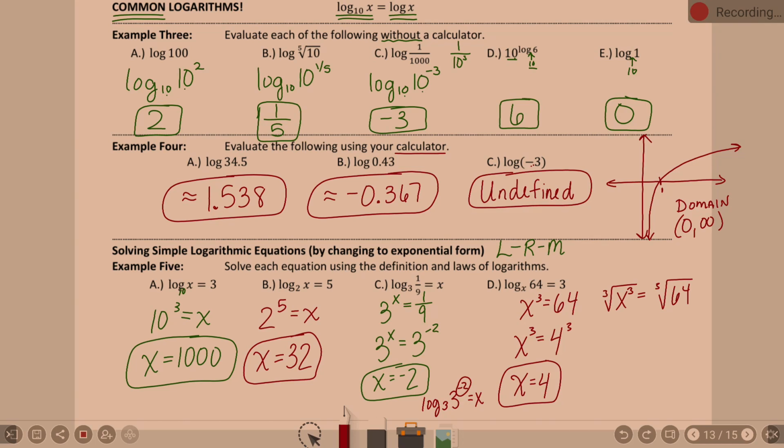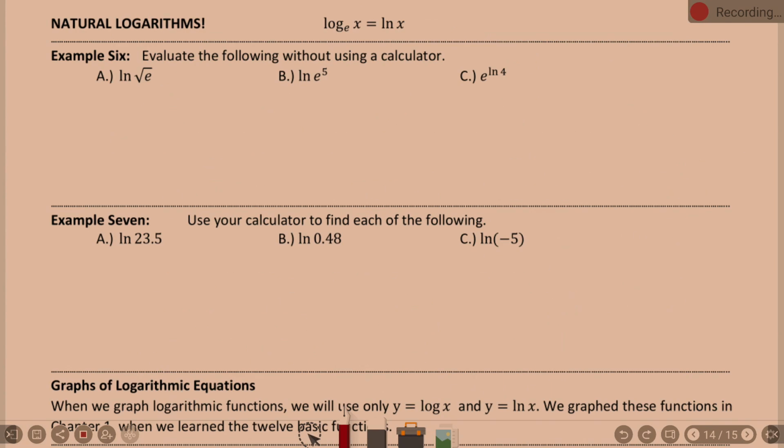We talked about logs, any base. We talked about common logs, which are logs base 10. What we have not talked about are natural logs. Natural logs are logs that are base E. It's just kind of like a common log. You don't write the base E. So if you see the LN, which stands for natural log, it is just that. Now, the first row says to evaluate without a calculator.